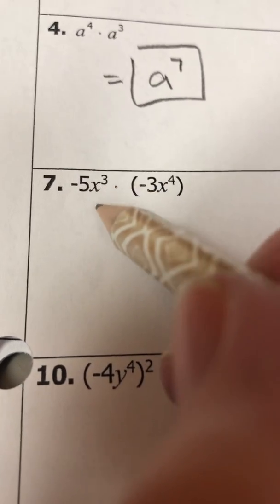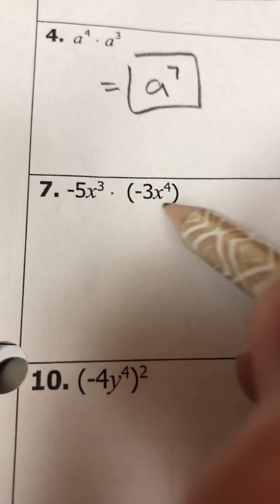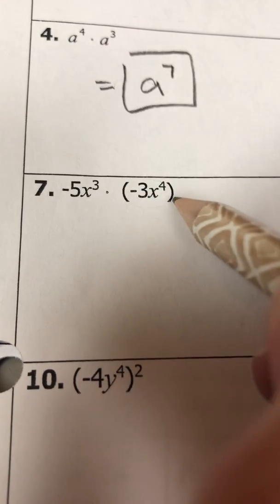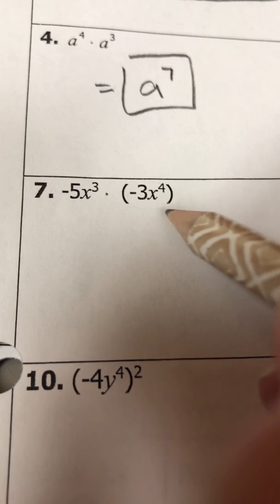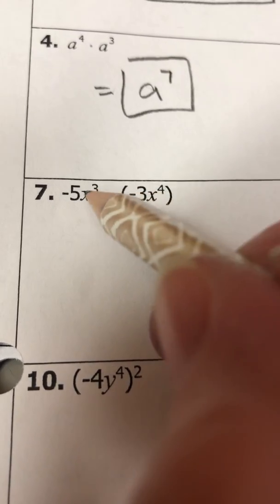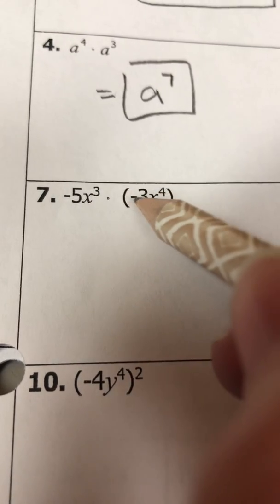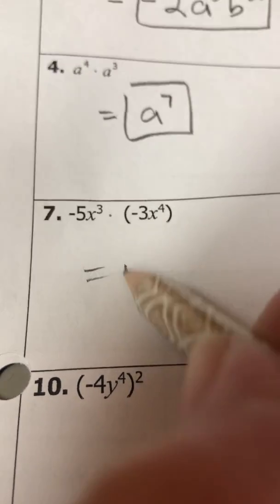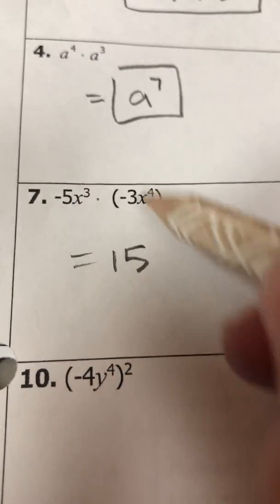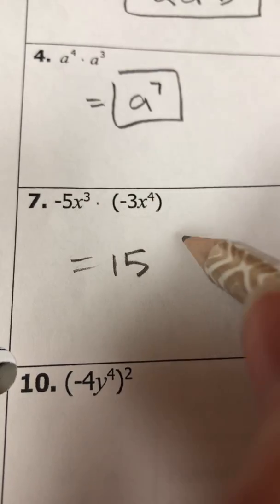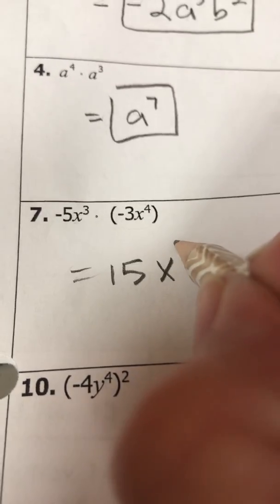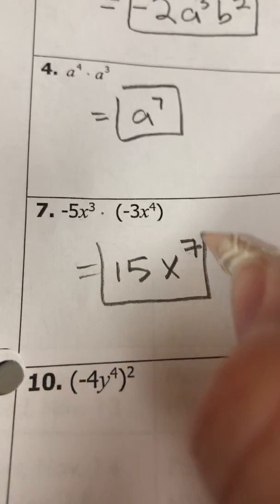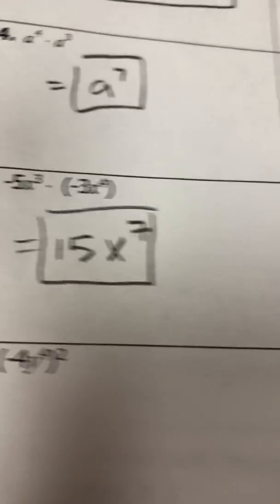So right now, okay, the term in parentheses is not being raised to a power. So I'm just simply multiplying these two terms together. So I have negative 5 times negative 3, which I know is positive 15. I have x to the 3rd, and I have x to the 4th, so I'm simply going to add those exponents together to get my 7.